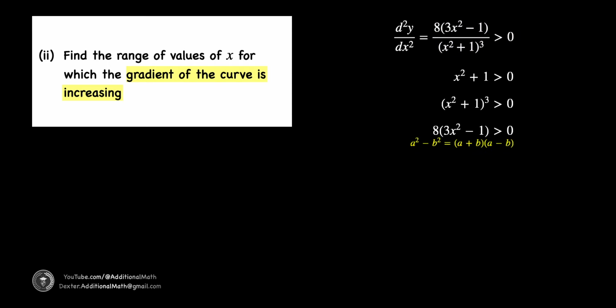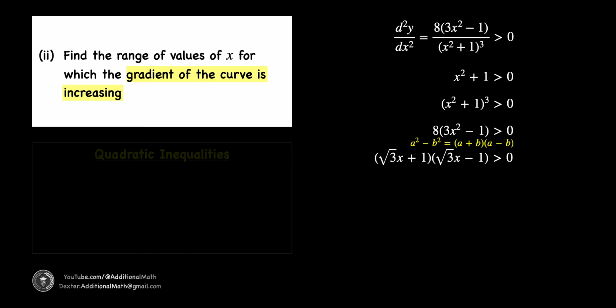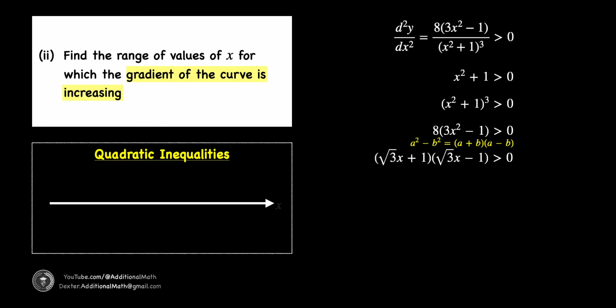Factorizing this quadratic expression on the left, using the special algebraic identities of a squared minus b squared to be equal to a plus b times a minus b, will give us root 3 times x plus 1 multiplied by root 3x minus 1 to be greater than 0. Let's now solve this quadratic inequality by the graphical methods.